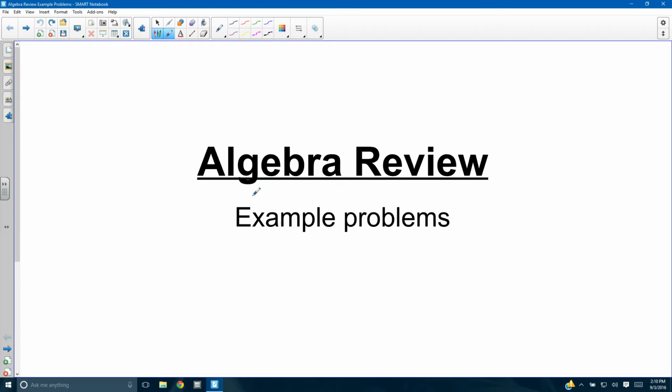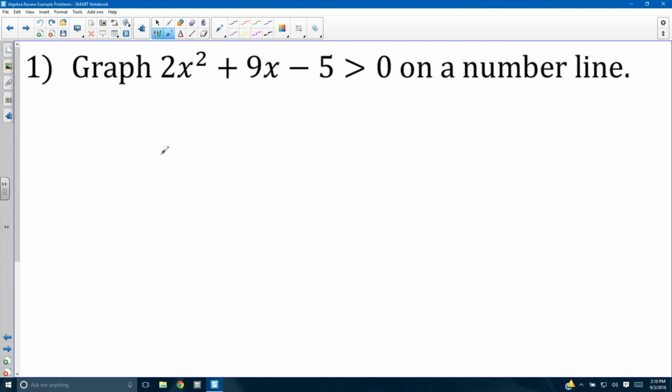Hello and welcome. You are going to look at example problems that will be a review of algebra, helping you for some pre-calc stuff here. Let's go right to them. See how fast we can go.